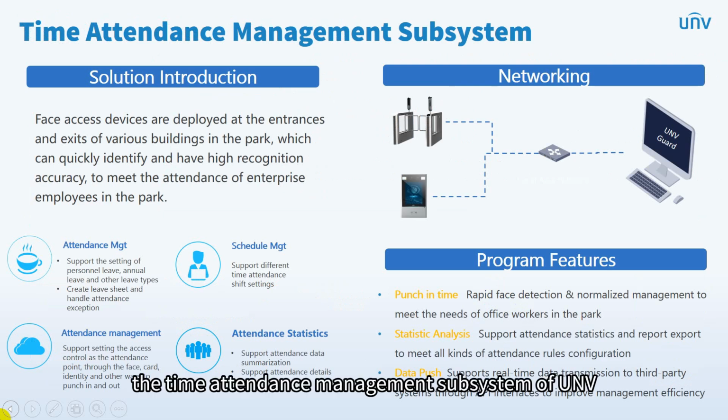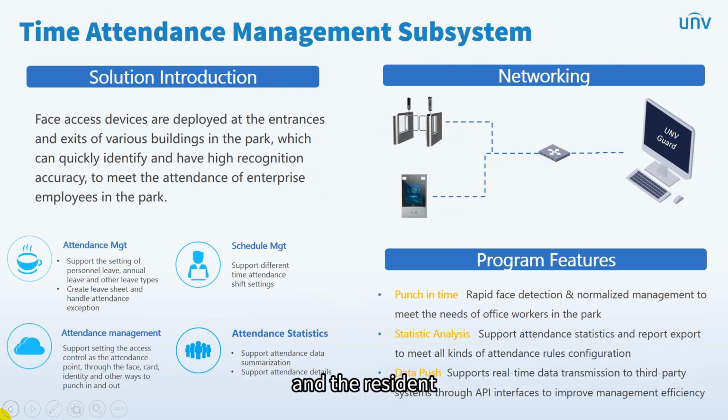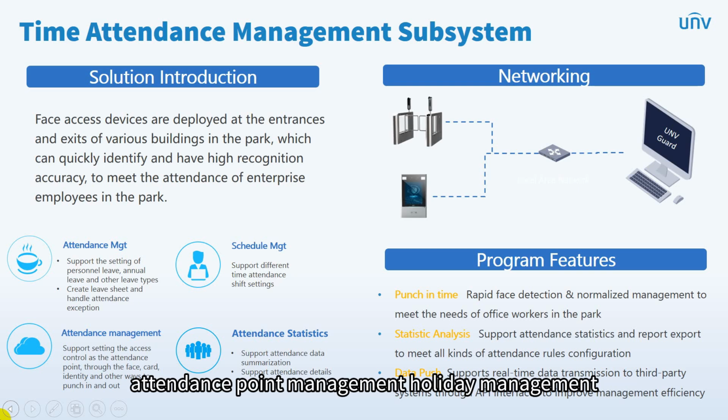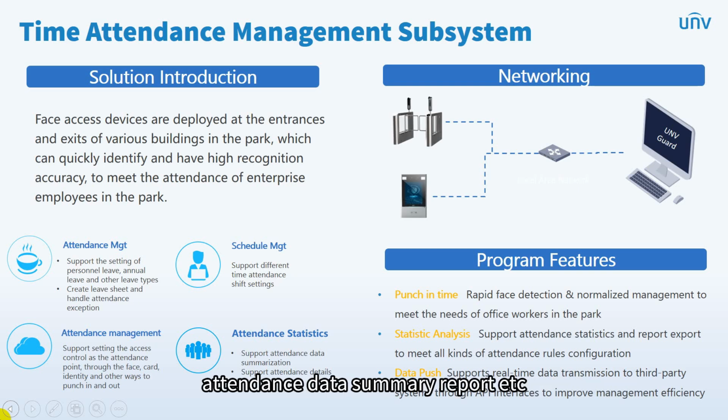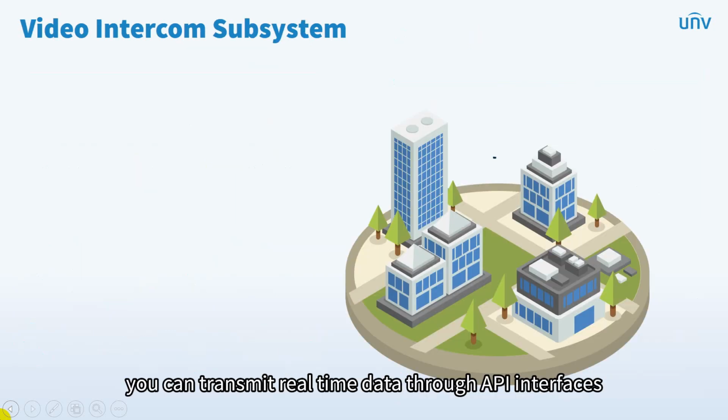The Time Attendance Management Subsystem of UNV Guard allows you to manage the employee and the resident. After authorizing the facial information of authorized personnel, employees can freely enter and exit the office park by facial recognition. The platform could do attendance management, attendance point management, holiday management, attendance data summary report, etc., based on facial recognition records. If you want to integrate with third-party systems to improve management efficiency, you can transmit real-time data through API interfaces.